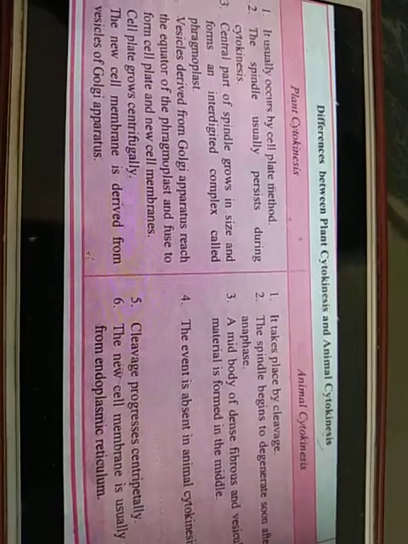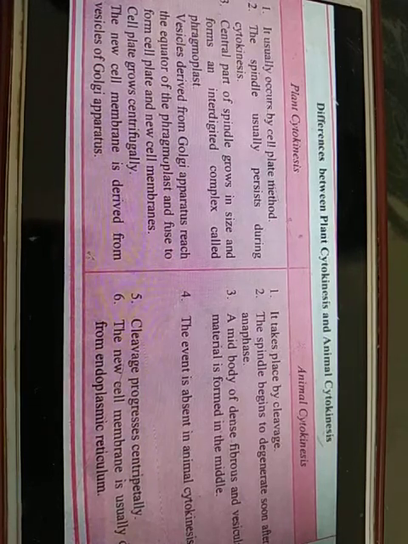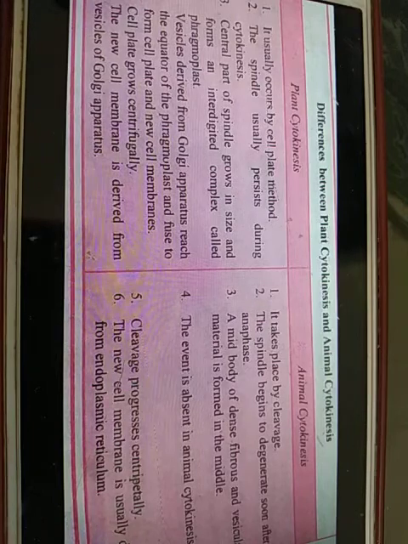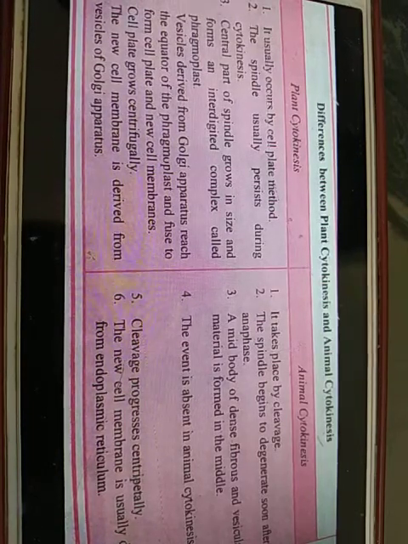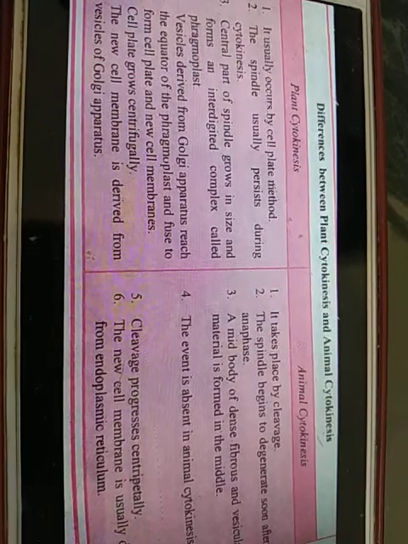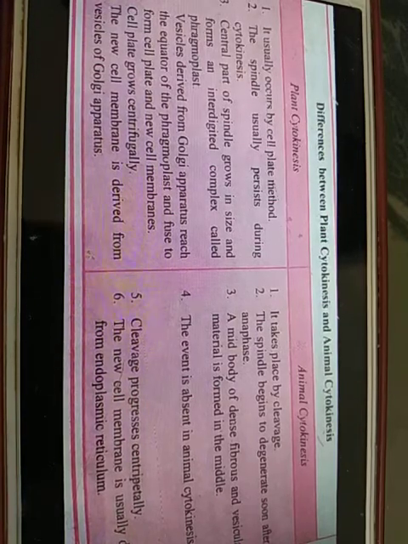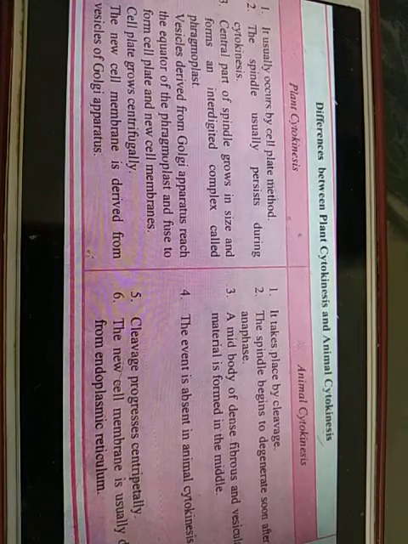In animal cytokinesis, the central equatorial part of the spindle gets changed into a dense fibrous and vesicular structure called the midbody. Simultaneously, microfilaments collect in the middle region of the cell below the cell membrane. They induce the cell membrane to invaginate. The furrow deepens centripetally and cleaves the cell into two daughters, each having a daughter nucleus. The method is known as cleavage cytokinesis.